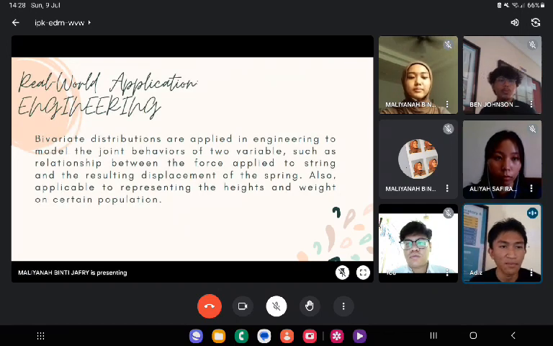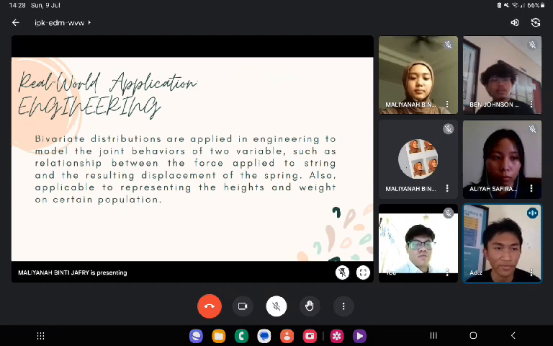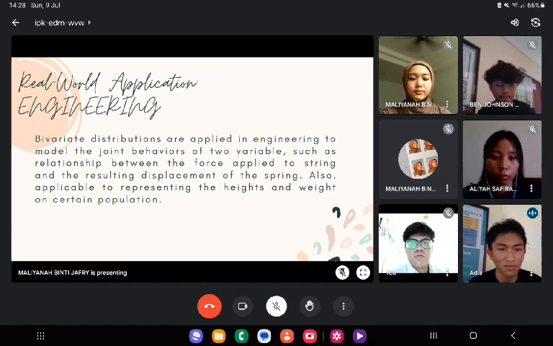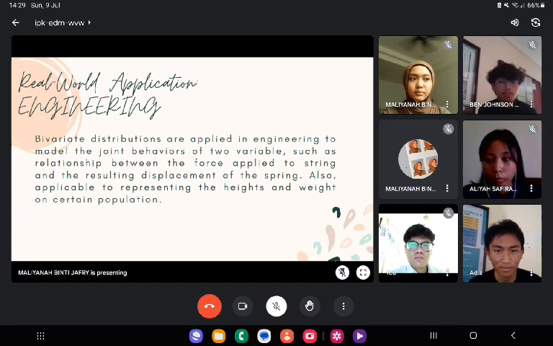Okay, we move to the real world application, and we choose engineering. So, bivariate distributions are applied in engineering to model the joint behavior of two variables, such as the relationship between the force applied to a spring and the resulting displacement of the spring. It is also applicable to representing the height and weight of a certain population. We move to the next slide.